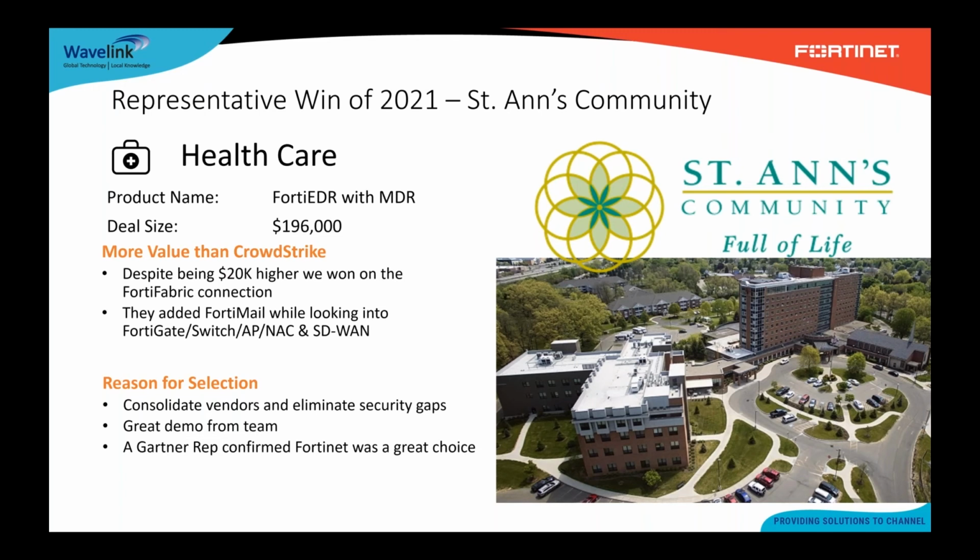They saw the value in the fact that they could integrate with their existing solutions, adding in FortiMails and things like that. And that is a big driver these days. People are looking to consolidate their vendors.